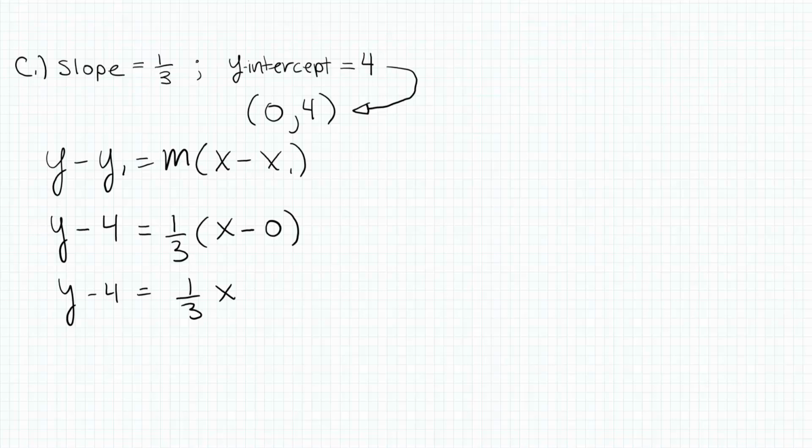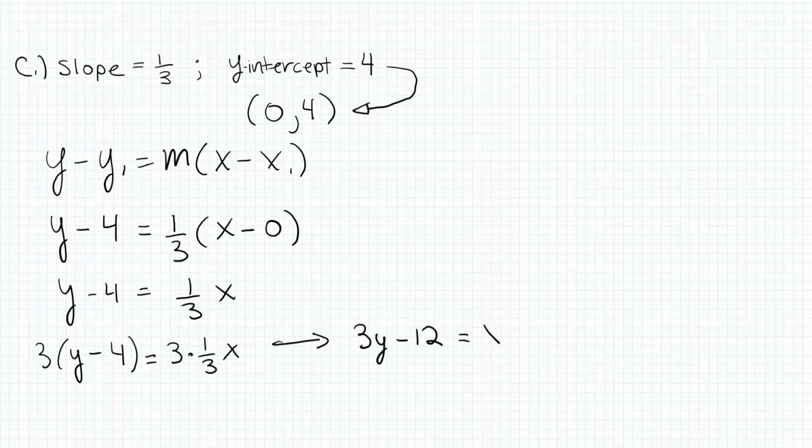And then we can basically multiply both sides of the equation by 3 to get rid of the denominator. So we'll do 3 times the left. So y minus 4 is equal to 3 times 1/3 x. All right, and that will simplify to essentially 3y minus 12 is equal to just x.